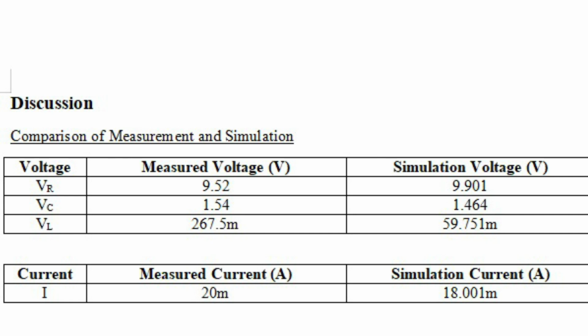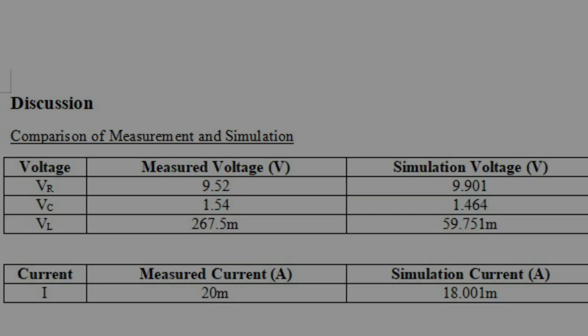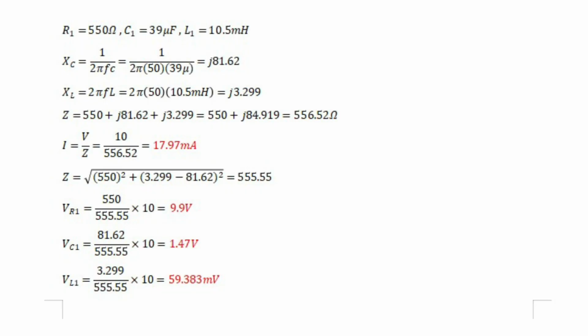One of the reasons is that the probe for the inductor reading is not the same as in the simulation. For the last one, this is the result of calculation that we have prepared as written here. And this is also how we complete each calculation to get each voltage across the capacitor, inductor, and resistor.